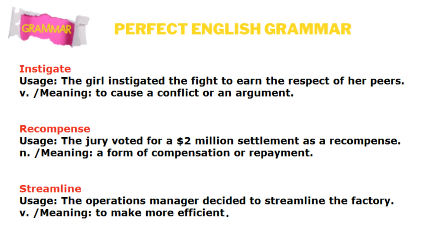With respect to recompense, the usage: the jury voted for a $2 million settlement as a recompense, meaning a form of compensation or repayment. Synonym would be compensation or reimburse, or a noun would be repayment. Streamline, the usage: the operations manager decided to streamline the factory. Verb, to make more efficient. So as you put together your flash cards, streamline should be associated with the synonym of simplify or modernize. And an adjective would be streamlined, or it could also mean to update.